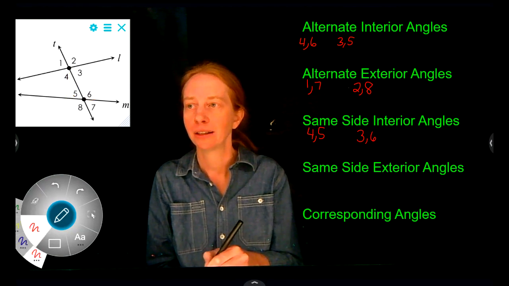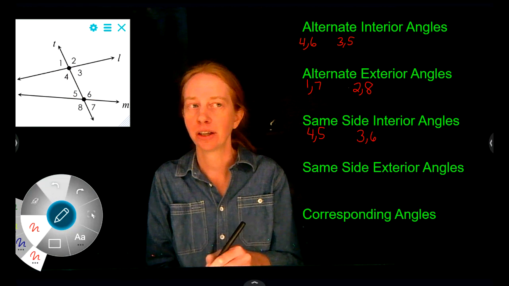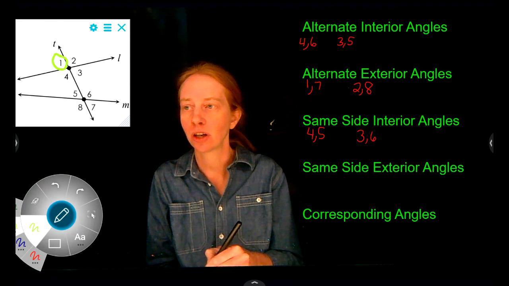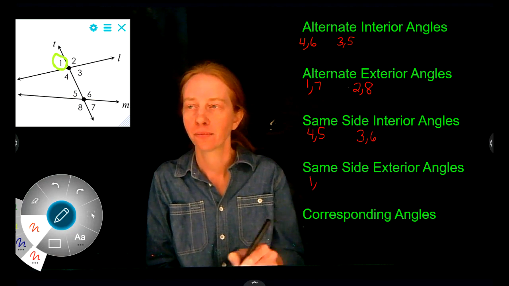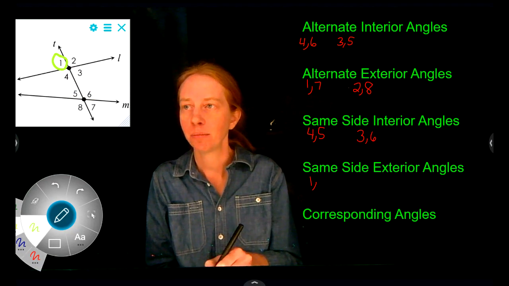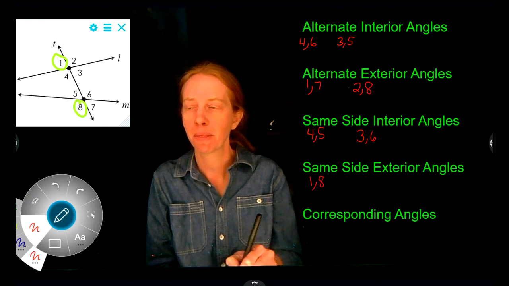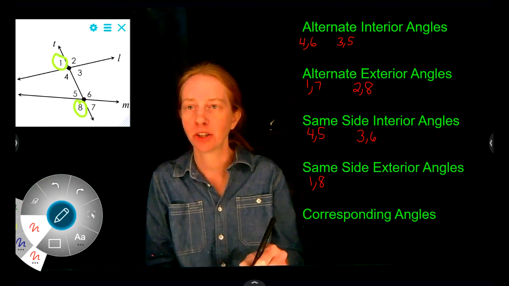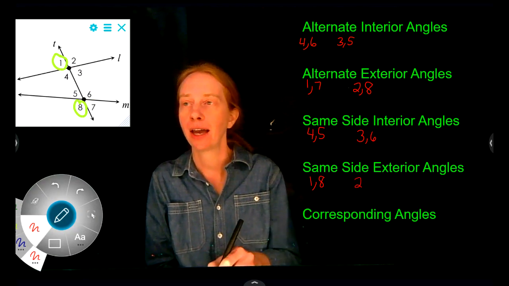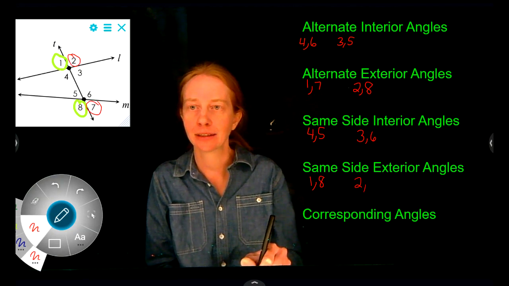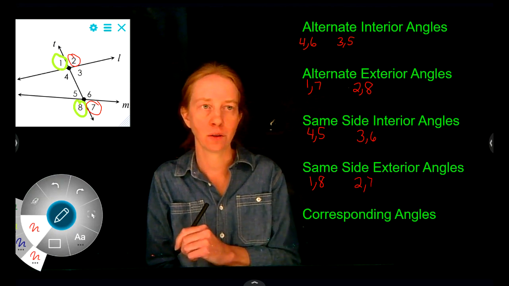Okay, next one, same side exterior. A hint is going to be we're going to start with angle 1. Its same side exterior buddy is going to be angle 8. They're on the same side of the transversal, but they are exterior of the sandwich. And then we have one more pair of these, angle 2 and angle 7. Those are exterior, same side angles.